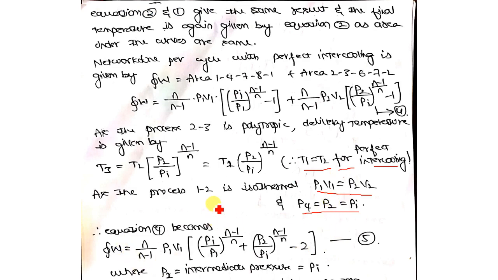Okay, (Pi by P1) whole to the power of (n minus 1) by n, and this term and this term I have taken here. So minus 1, okay, minus 1 will be minus 2. So that is how you will get this particular expression.